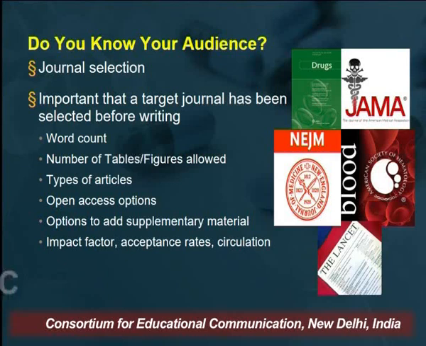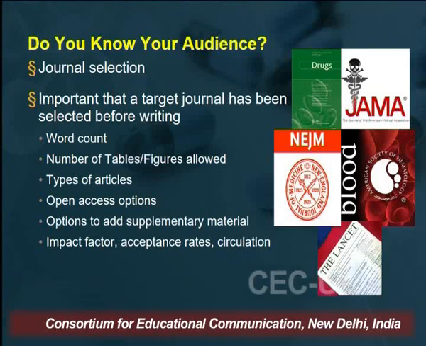Some journals do not allow reviews in general. They only allow invited reviews. If you are writing a review, then you should not select such a journal unless you get clarification from the journal editor. Then open access: how do you want your article to be presented in the journal? Do you want an open access option or not? Then options to add supplementary material.